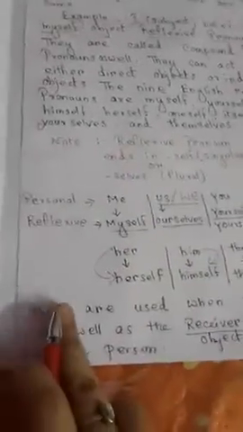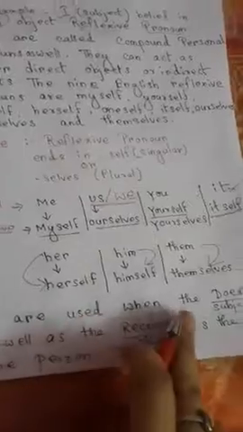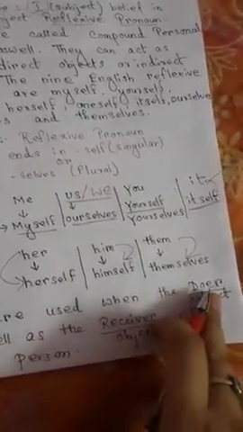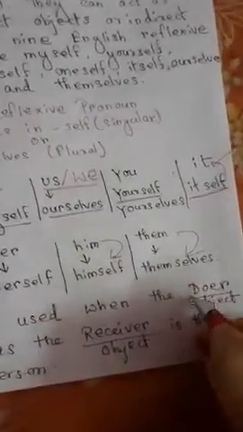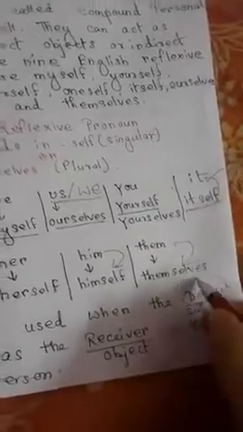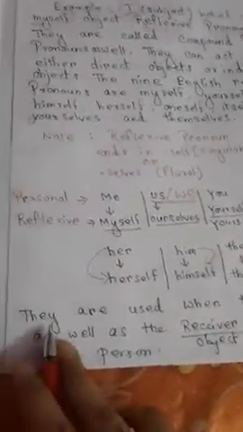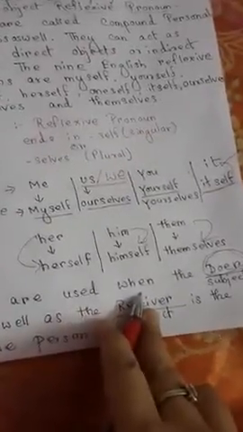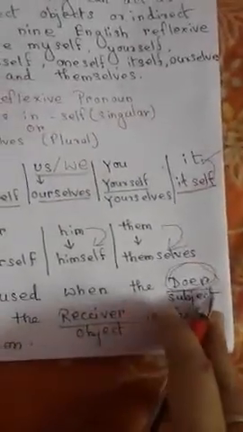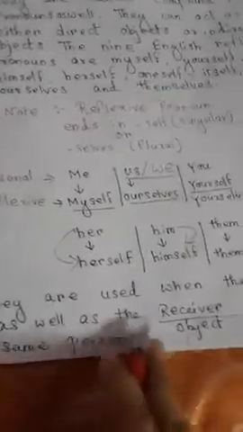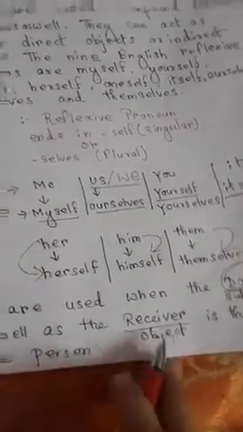They are used when the doer, meaning what? The doer is the subject, meaning who is doing the work. So reflexive pronouns are used when the doer as well as the receiver, meaning the object, is the same person. Understood?